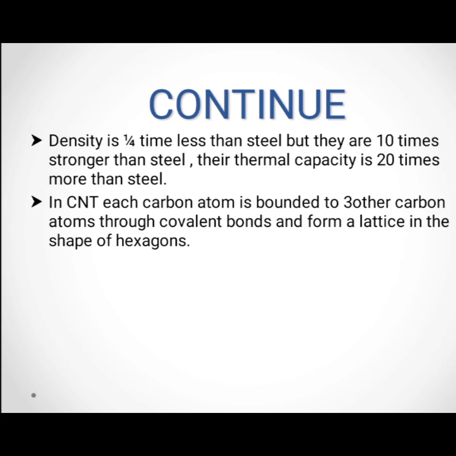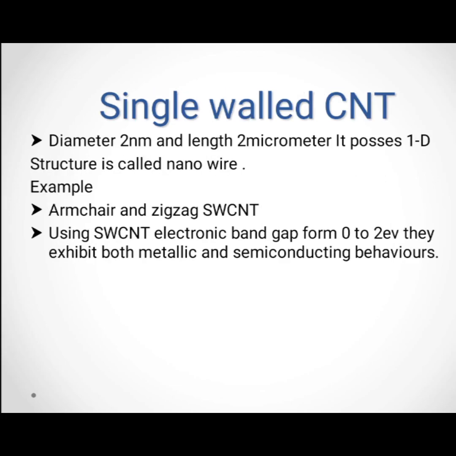In carbon nanotube, each carbon atom is bonded to three other carbon atoms through covalent bonds to form a lattice in the shape of hexagon. Here there are three atoms which are in covalent bond, but one atom is free, means one electron is free in there, and due to this it has more free electrons and it becomes reactive in some way.